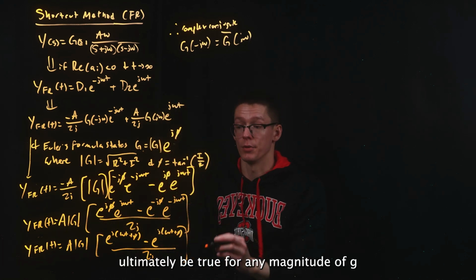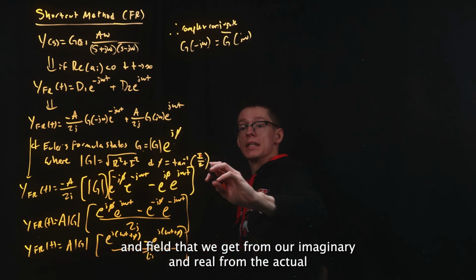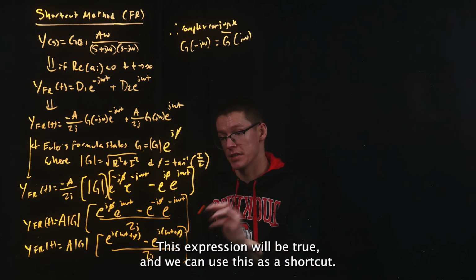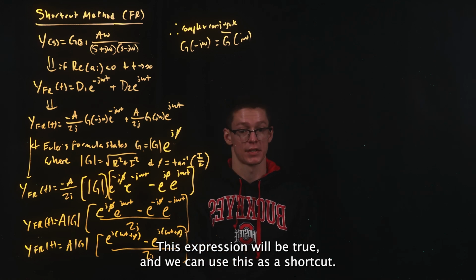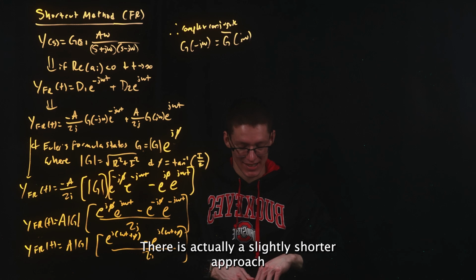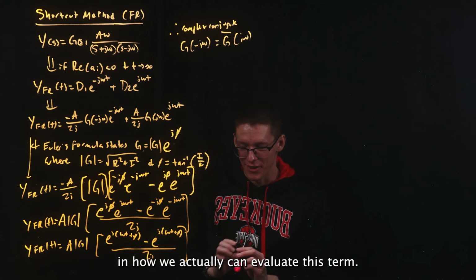And this will then ultimately be true for any magnitude of g and phi that we get from our imaginary and real parts of the actual g transfer function. This expression will be true, and we can use this as a shortcut. But that's still not that short. There is actually a slightly shorter approach in how we can evaluate this term.